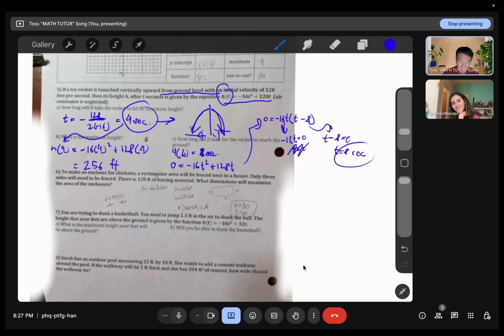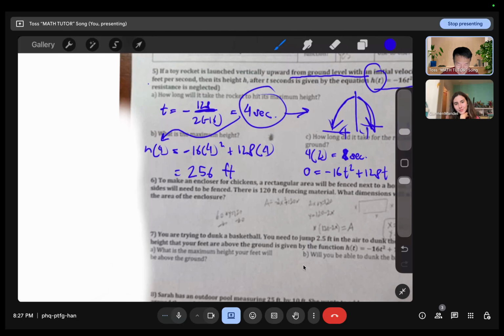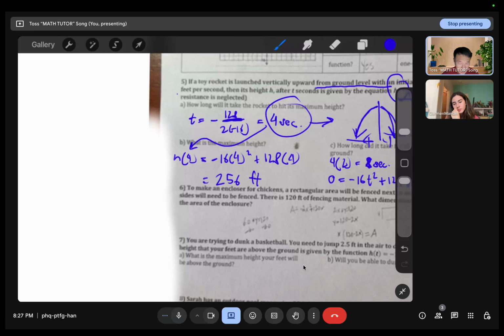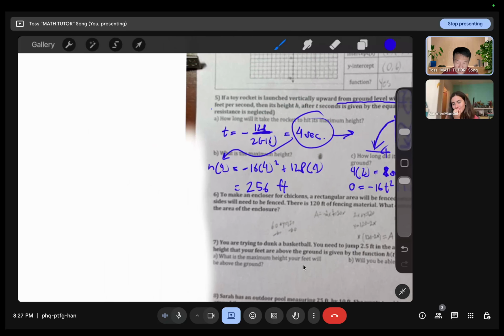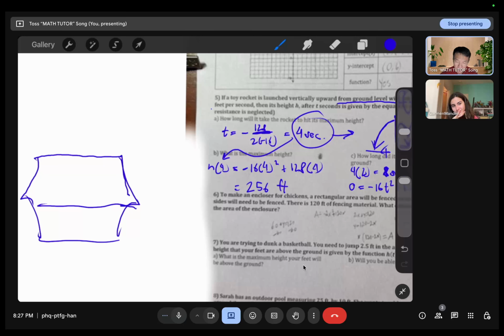Okay, let's see. To make an enclosure for chickens, so it's a rectangular area with a fence next to a house. This is very popular. It's common. I don't know how you want to draw it. So here's a house. You can think it's a roof here. I'll even draw a little 3D, but looking down. Let's pretend you're looking down. This is like the roof. When you look down, the fence will be here, a rectangle right there.